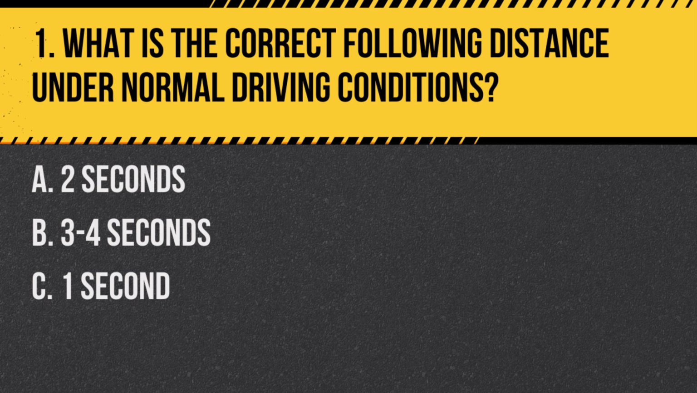Question 1. What is the correct following distance under normal driving conditions? A. 2 seconds. B. 3 to 4 seconds. C. 1 second. Answer: B. 3 to 4 seconds. The correct following distance under normal driving conditions is 3 to 4 seconds. This allows enough time and space to react to the unexpected.